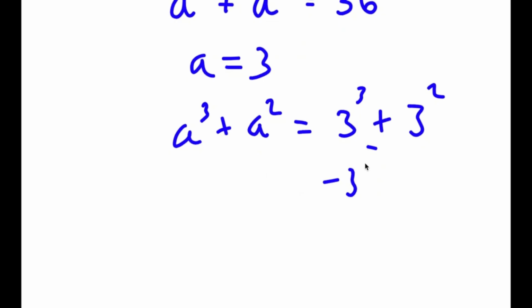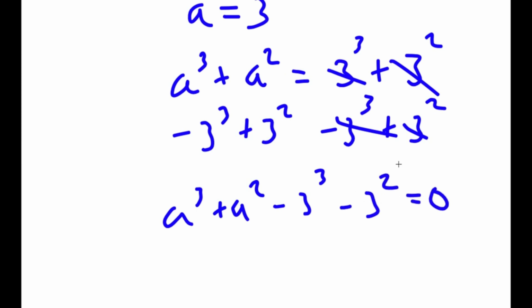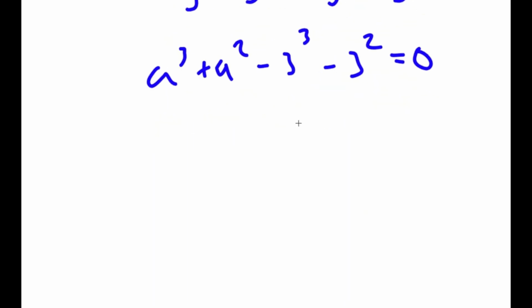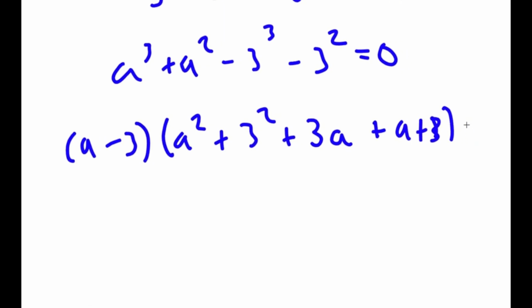So now I'm going to subtract 3 to the power of 3 plus 3 squared on both sides. So these two cancel out. I get a to the power of 3 plus a squared minus 3 to the power of 3 minus 3 squared, sorry, is equal to 0. Now I can rewrite this to be in the form a minus 3 times a squared plus 3 squared plus a plus 3 is equal to 0.